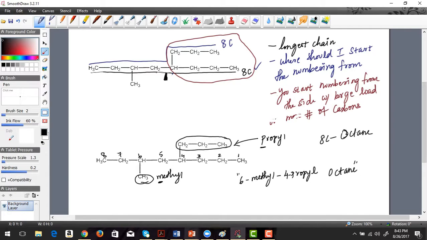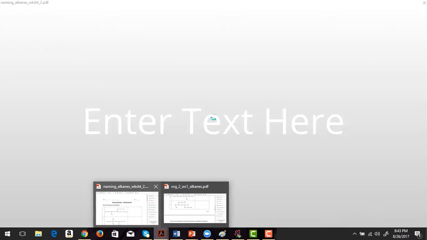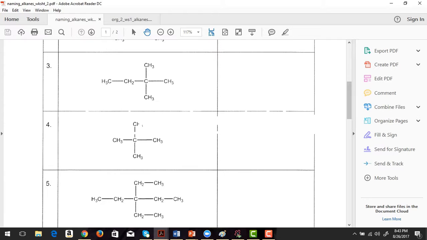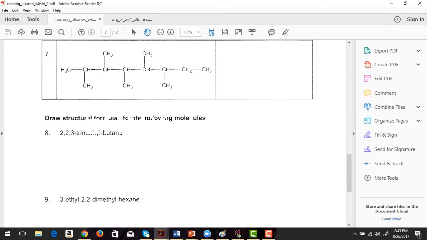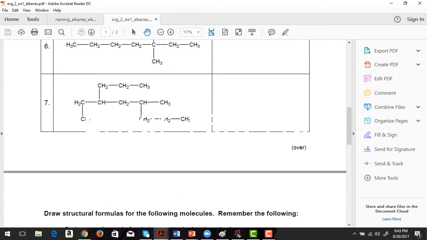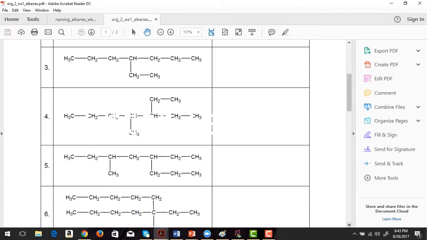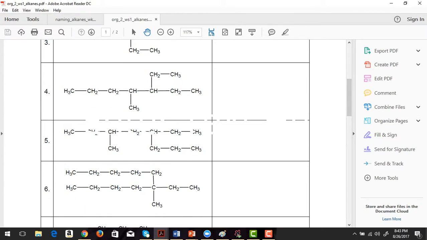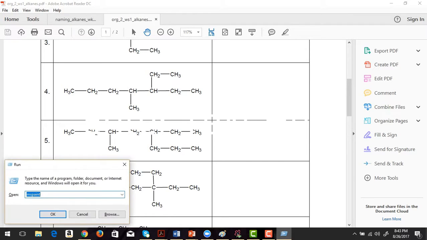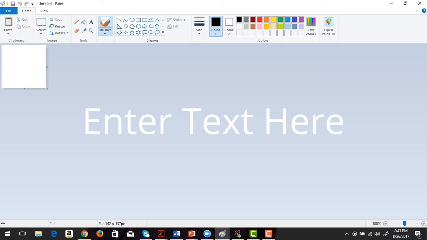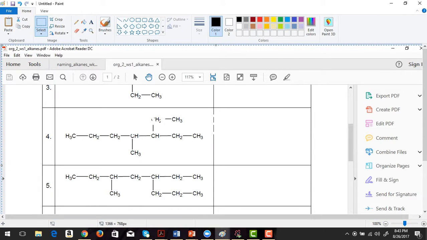Now let's go get one more compound that was also a little tricky, and I believe that was actually this compound right here, compound number 6. So I'm going to get this compound and then get this to our working space.